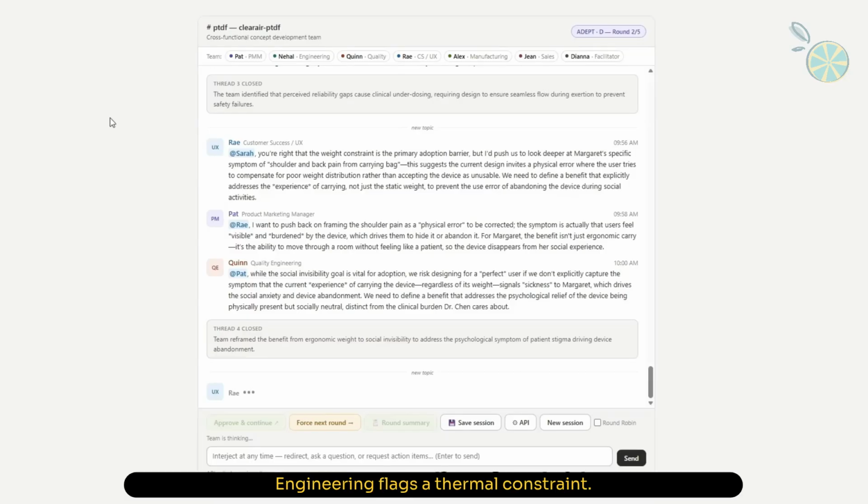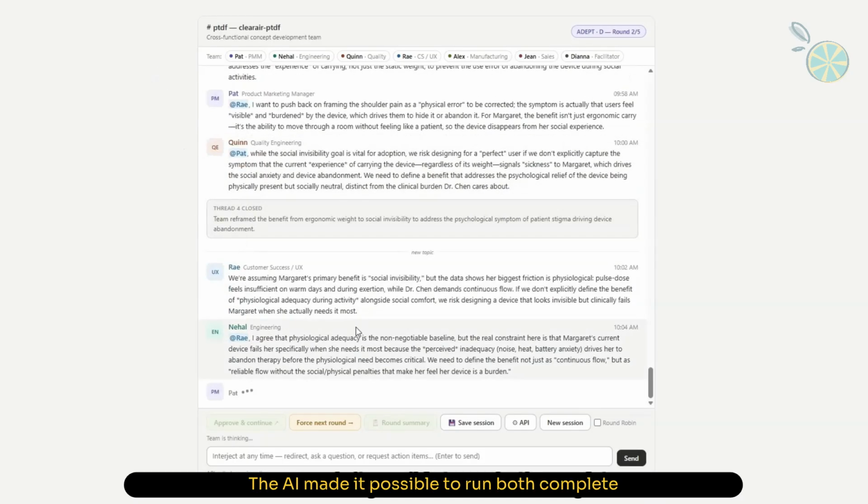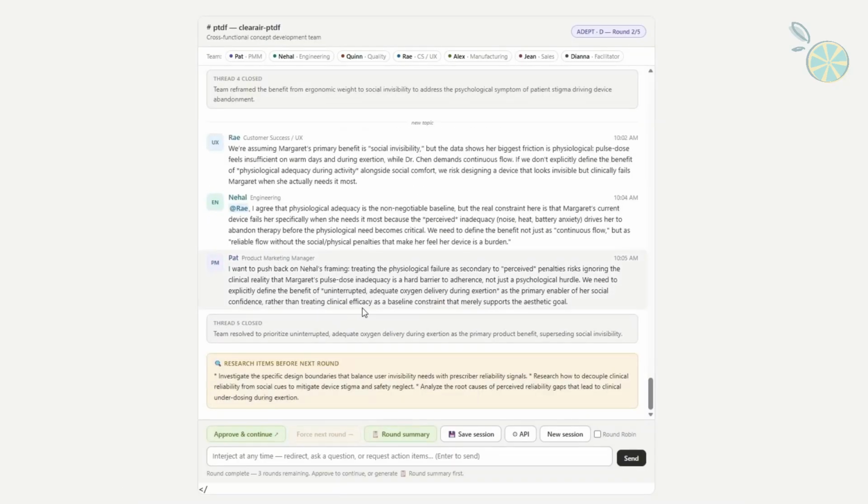Engineering flags a thermal constraint. Quality follows with a severity rating. Customer success pushes back with what Margaret actually does in that moment. It's not a monologue, it's a working session. The AI made it possible to run both complete trials quickly and compare outputs directly. That's the mechanism, and the story is what came out of it.